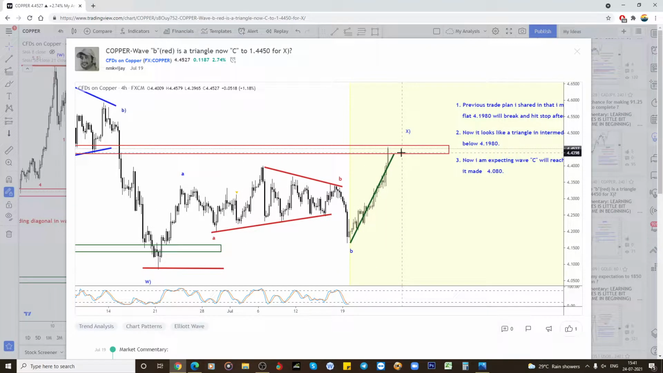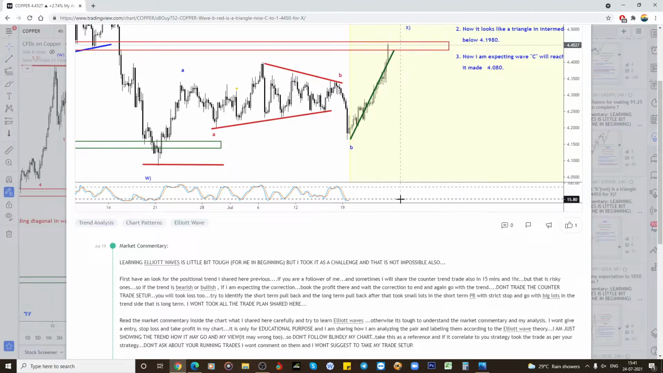What is the target? Nearly from here to 450. It's nearly 230 pips. 120 and 230. It's a 1:2 risk reward. So what else do you need?